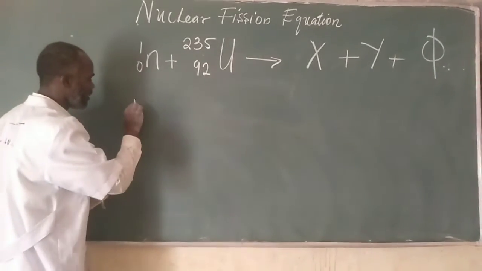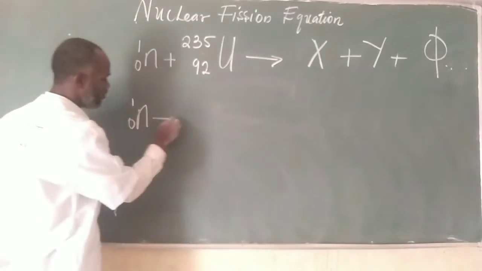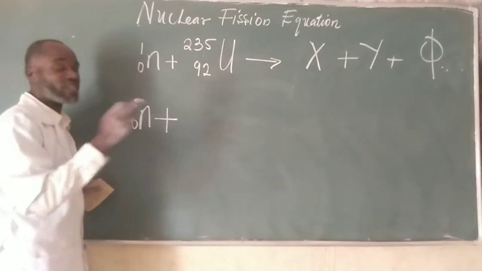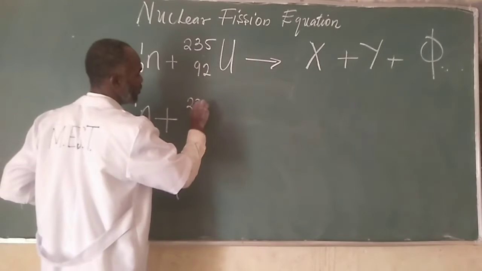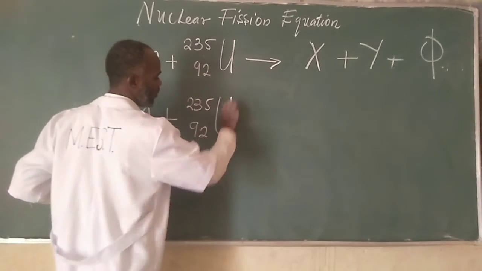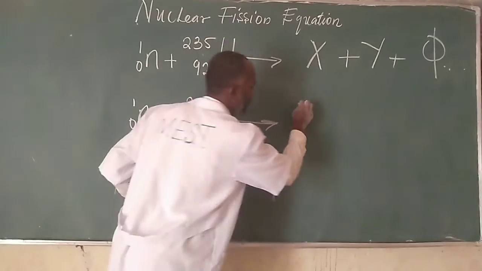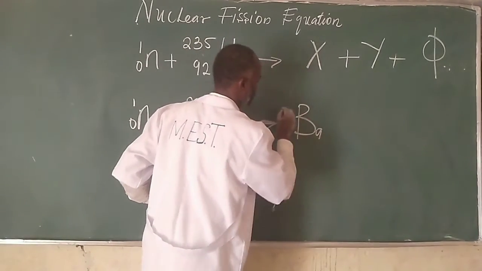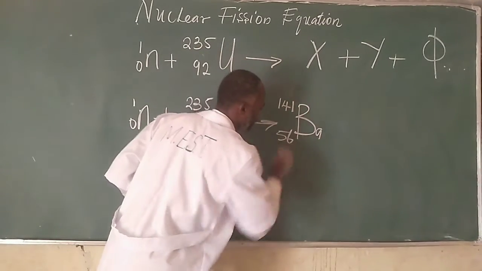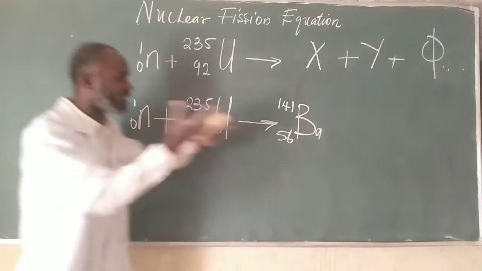So with this slow-moving neutron used to bombard uranium-235 elements, atomic number 92, all right? So it's going to fission into barium-141, atomic number 56, all right? Okay, that's the first split. It's going to split into this.